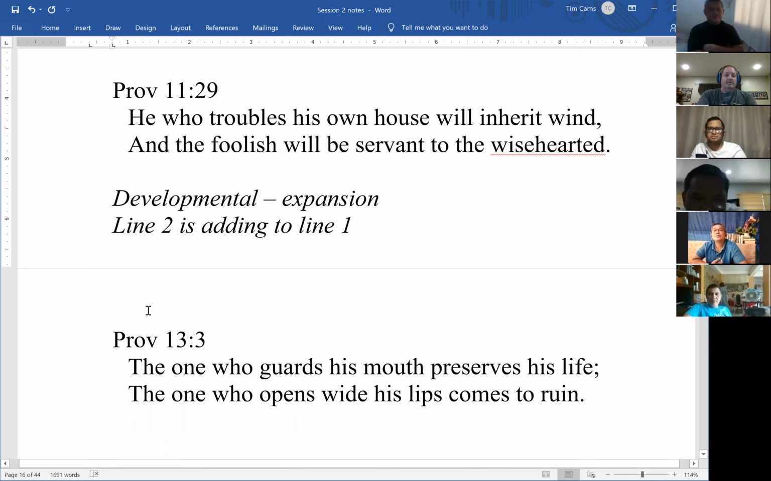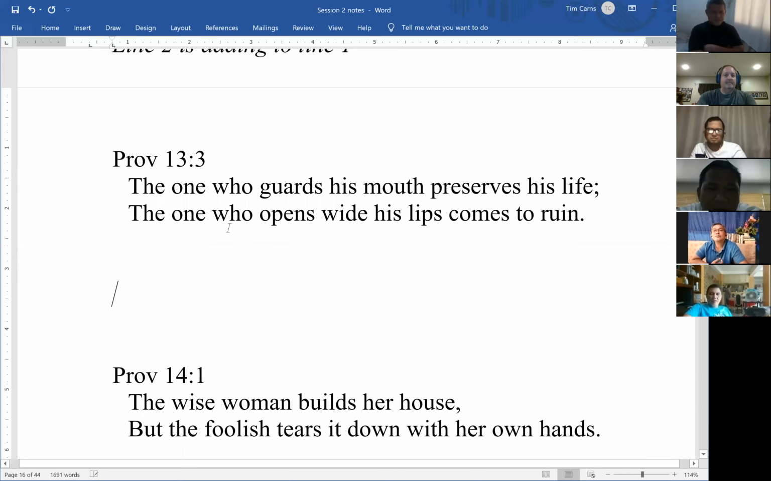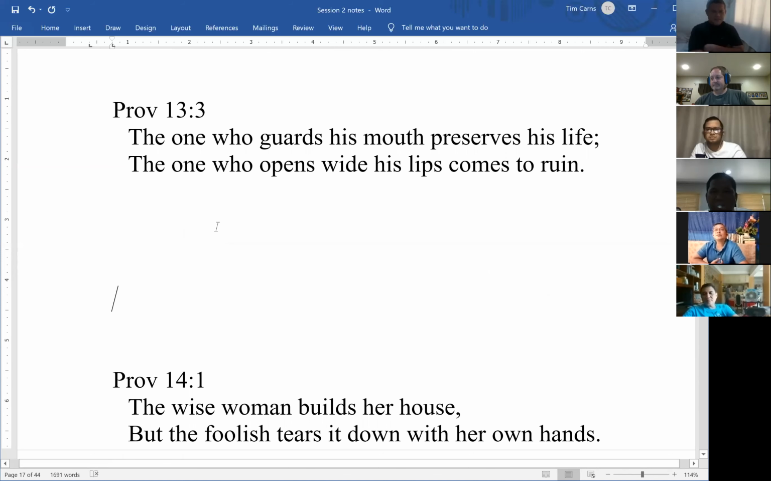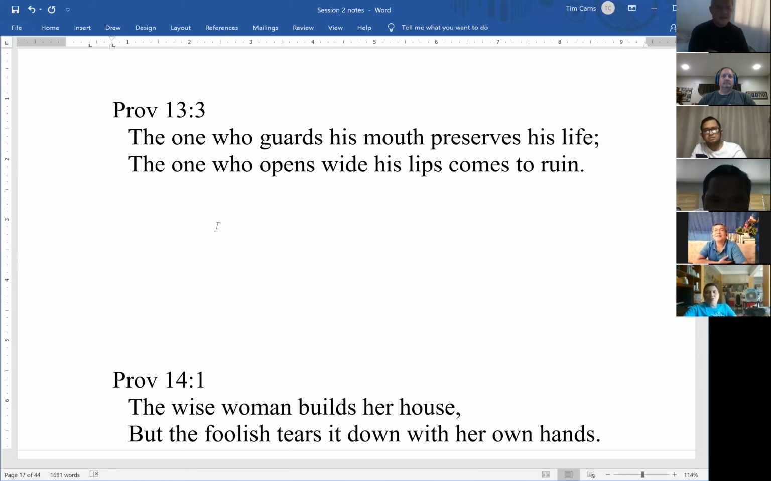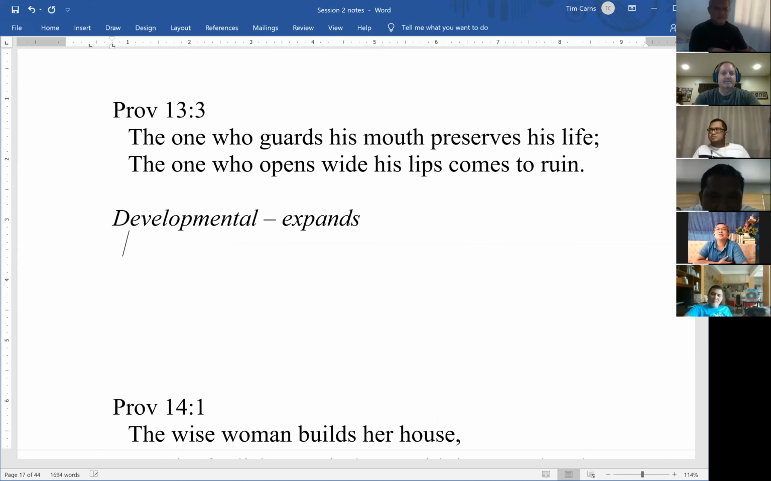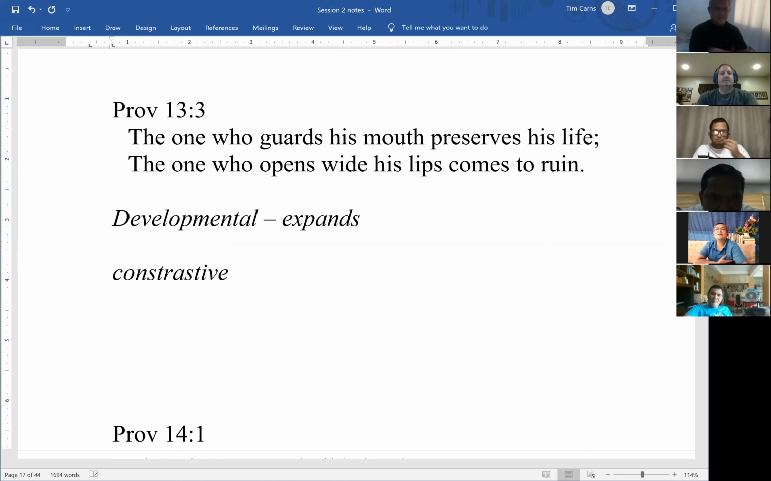Let's see. Pastor Rex, Proverbs 13. The one who guards his mouth preserves his life. The one who opens wide his lips comes to ruin. The same, expand. Contrastive. Okay, so you're saying, Pastor Rex, developmental, expands? Yes. And then I heard some others saying contrastive. Let's look at this. The one who guards his mouth.